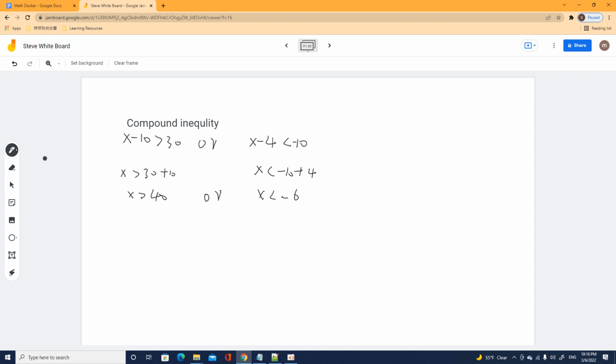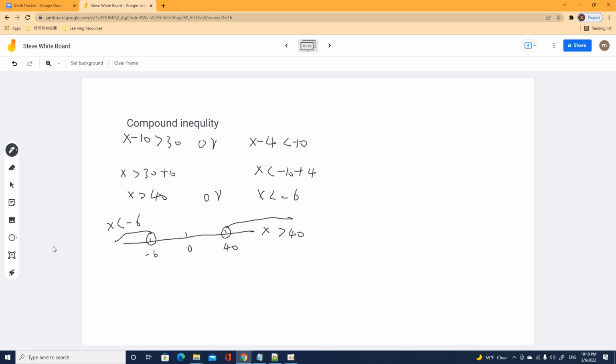Now we graph it. Six, this should be a circle. This part is greater than 4. This part is smaller than -6. This is one kind of compound inequality.